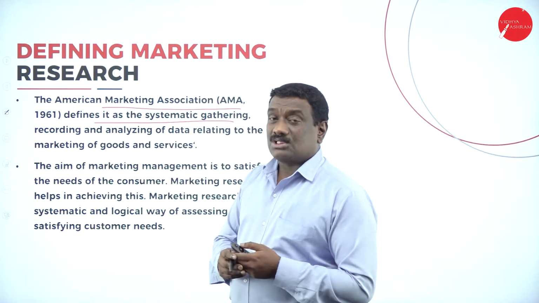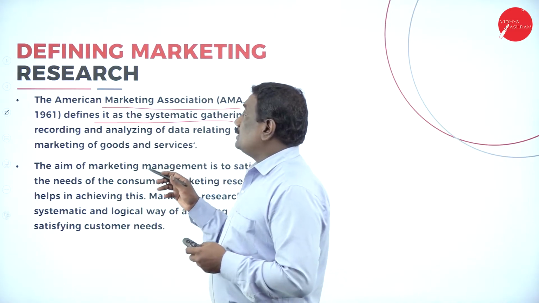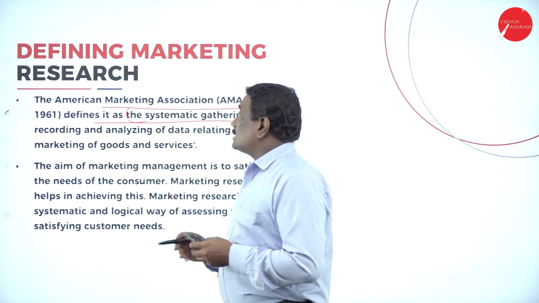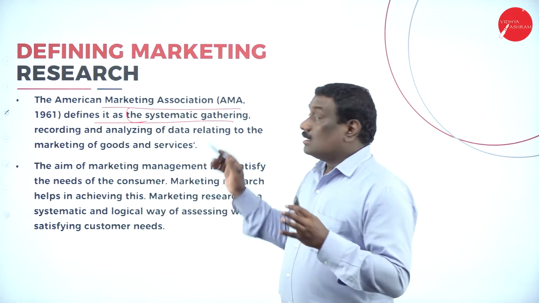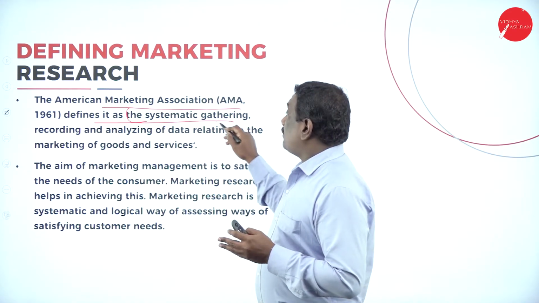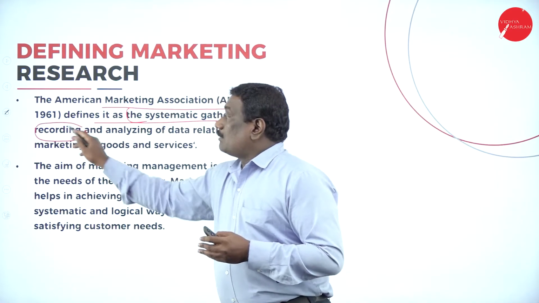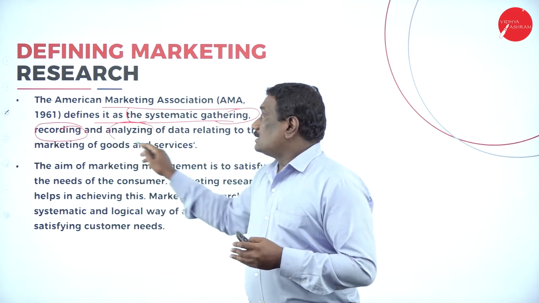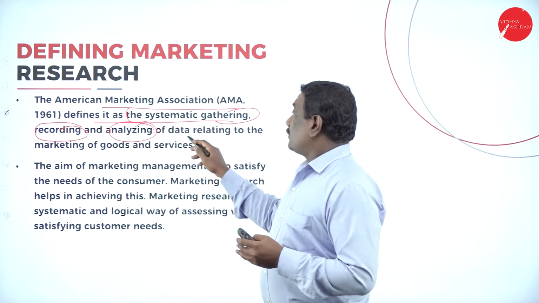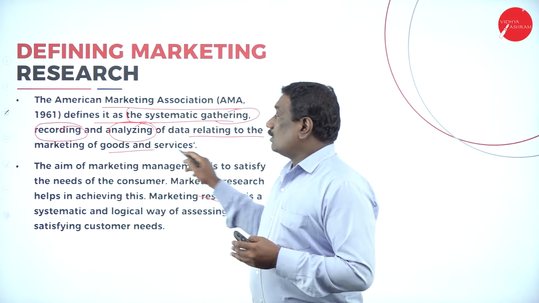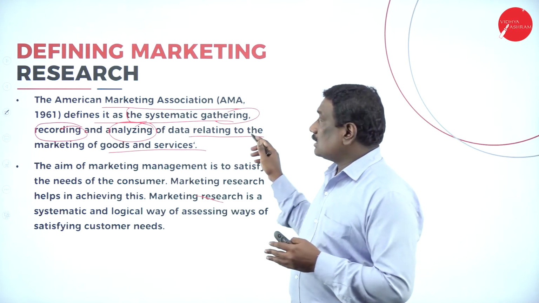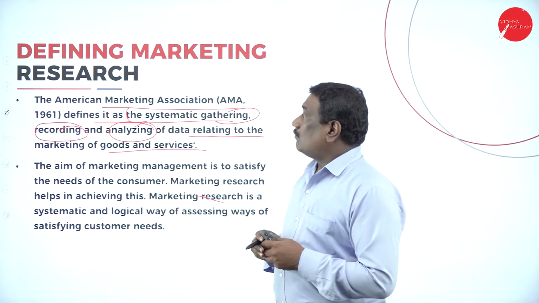The American Marketing Association, in 1961, defined marketing research as the systematic gathering. They say that marketing research is what? It is a systematic gathering, collection of data, then recording that data and analyzing the facts and figures relating to what? Marketing of goods and services. So this is the definition given by the American Marketing Association.